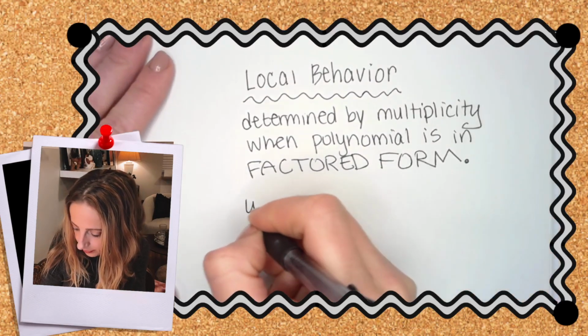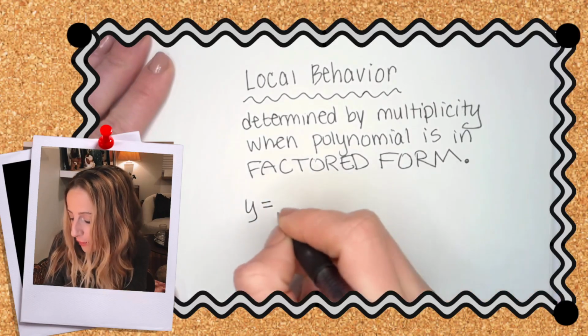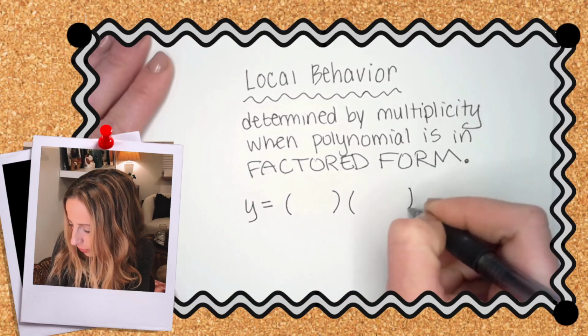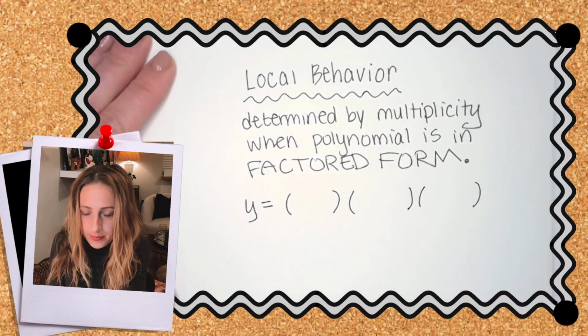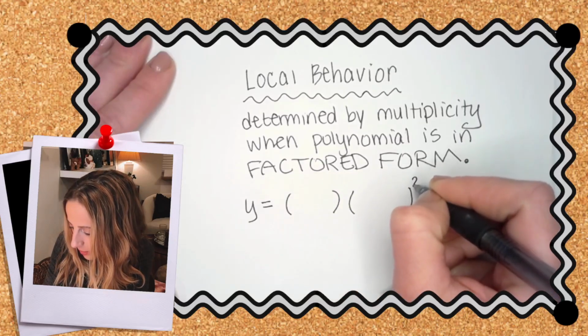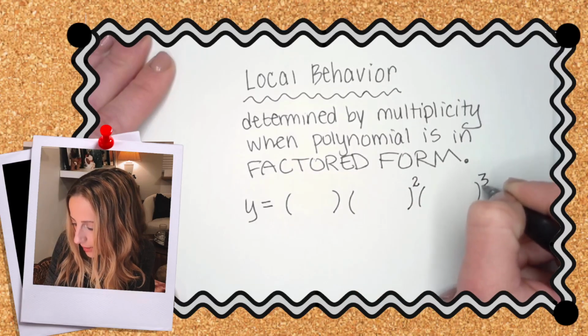Say you have your polynomial in factored form. I'm going to just draw it out. Say we have 3 factors. Say one of them has no exponent on the outside. Say this one has a 2 and this one has a 3.